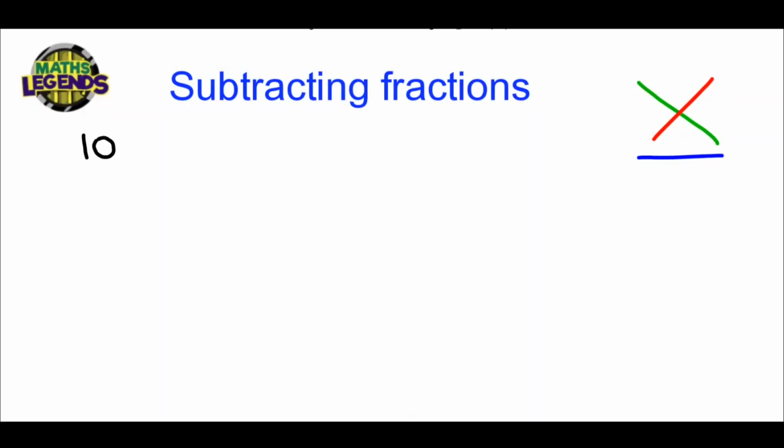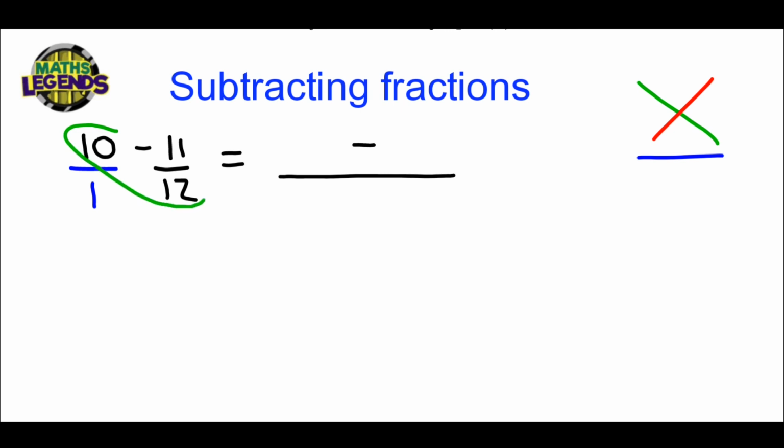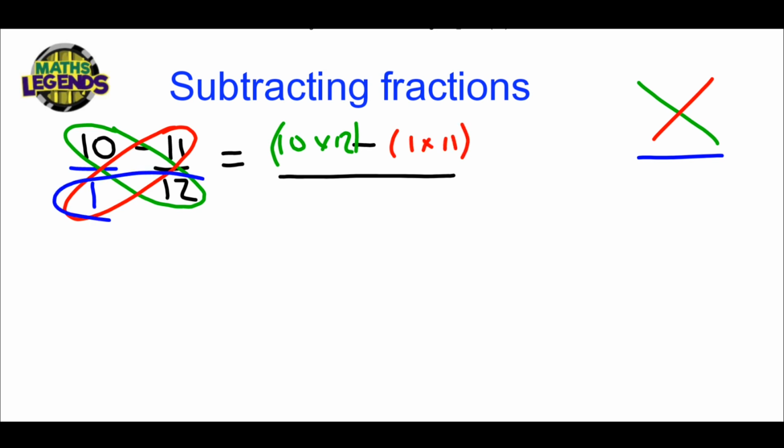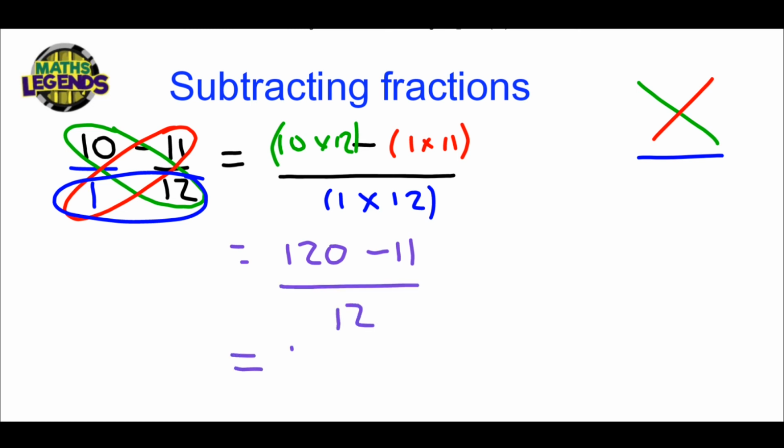Now let's do the same question, but using the other method. So 10 minus 11/12. Again, we change the 10 to look like a fraction. So it's 10/1. And then we do cross bottom. The first cross over here is 10 times 12. And we do the next cross, which is 1 times 11. Then we do the bottom, which is 1 times 12. Now we simplify. So we get 120 minus 11 all over 12, which is 109 all over 12. This is the same answer we got previously.